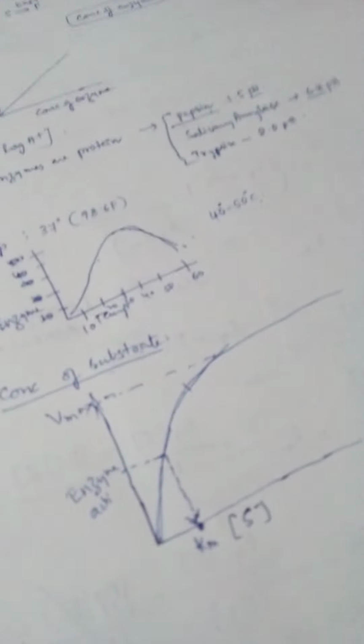So these are the various factors that influence enzyme activity. Once again, the factors influencing enzyme activity: the first factor is concentration of the enzyme, then pH, then temperature, then concentration of the substrate, and enzyme activators, which we can call inorganic elements.